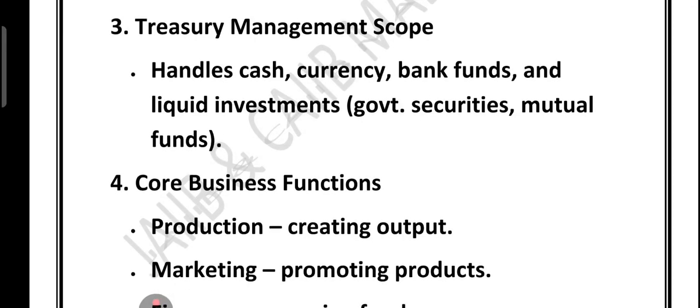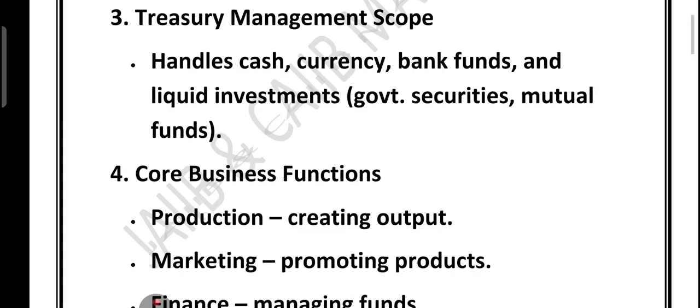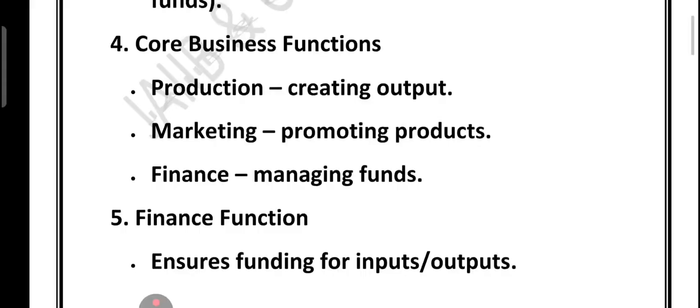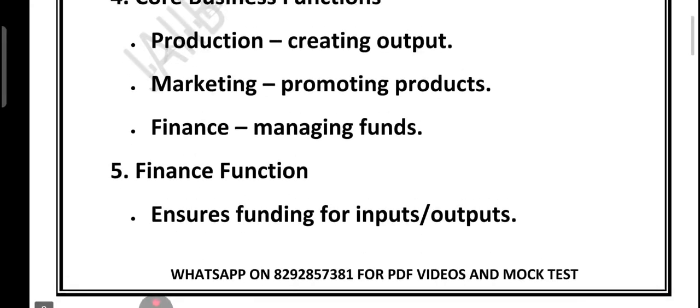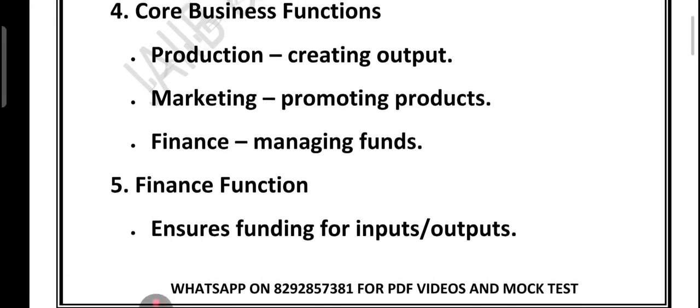In short, we can say that it's all about managing the flow and investment of the money efficiently. Then we have the core banking, core business operation. So every business runs on three main functions. First one is production. Production means what? Creating goods, creating services.